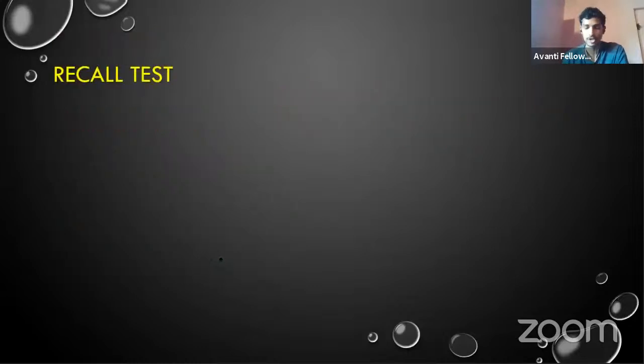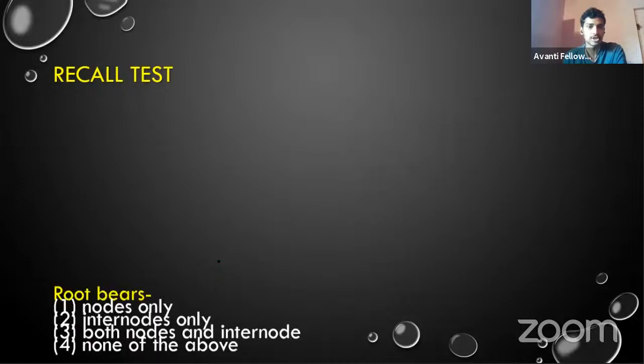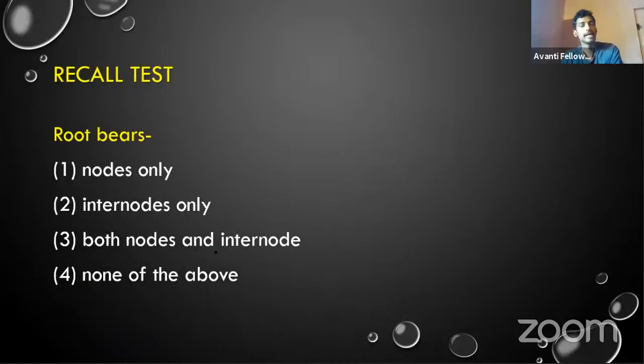Good. Next question, which is also easy. They are asking what the root will have: nodes only, internodes only, both nodes and internodes, or none of the above. I'm launching the poll. This question is also easy, because it is from the initial part.